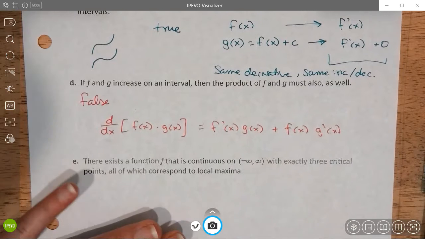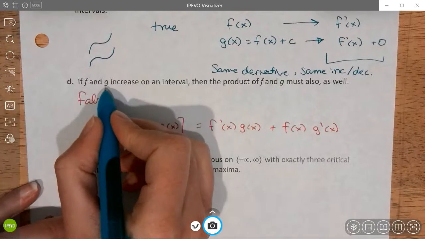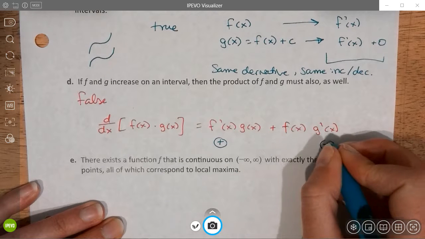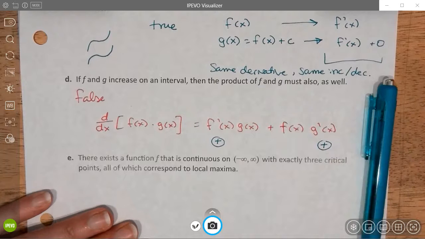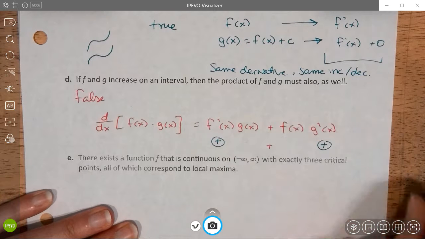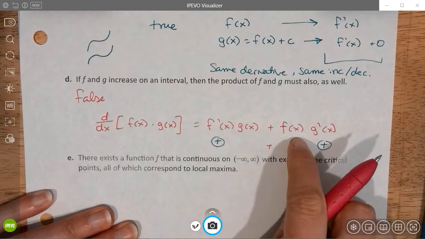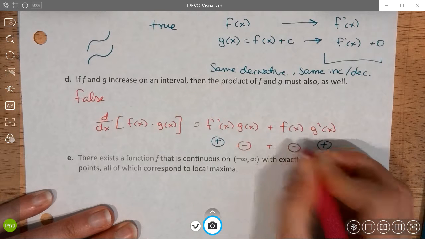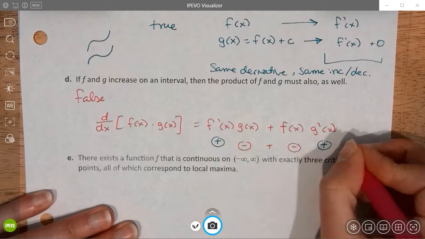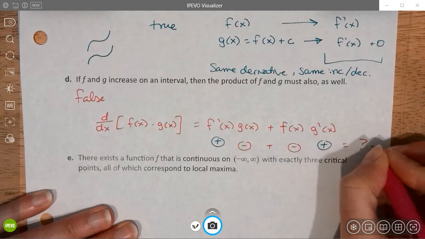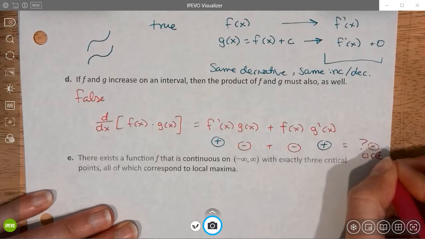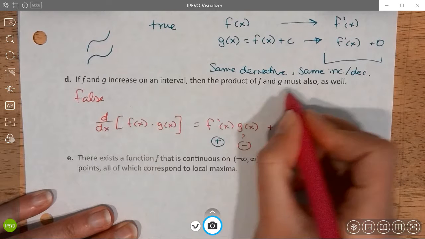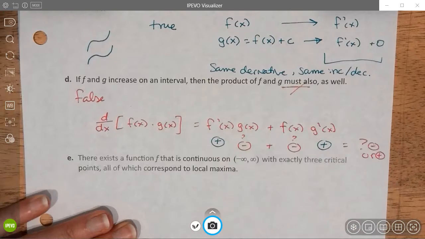Now, I know that f and g increase, so I know that f prime and g prime are positive. But what I don't know is what happens to the regular y values. So I can't guarantee that this is positive, because if at least one of them is negative and the larger one's negative, this could come out negative. It might be negative or positive. So I cannot guarantee that it must also increase. It might, and it might not.